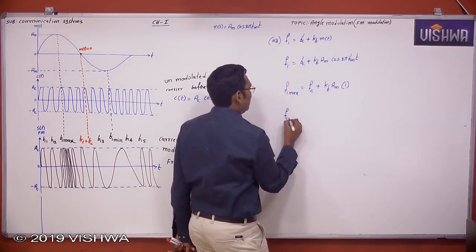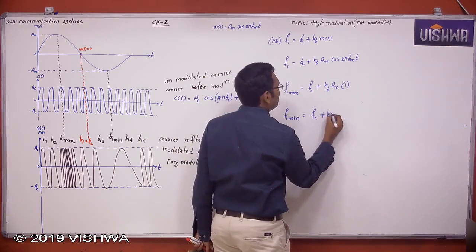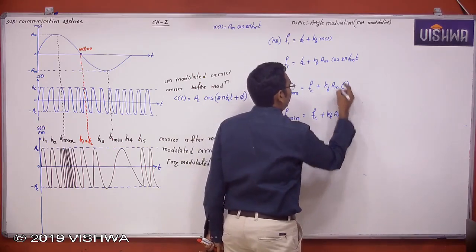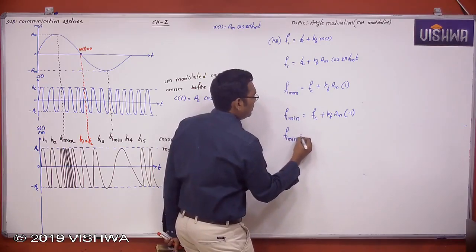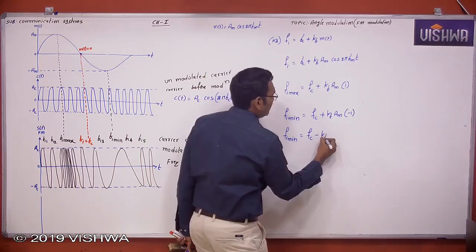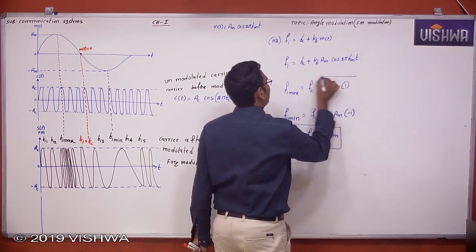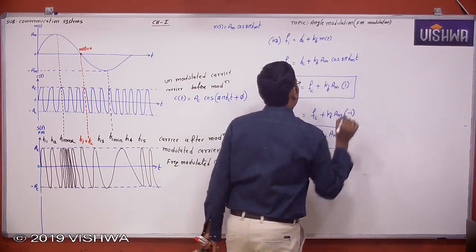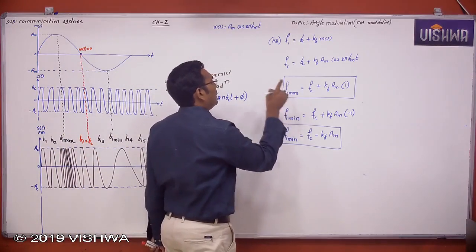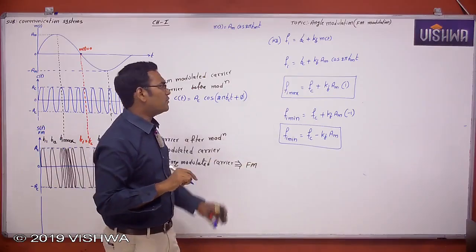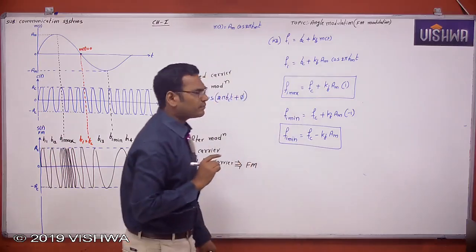Fi minimum is equal to Fc plus Kf into Am cos, and the minimum value of cos is -1. Therefore, Fi minimum is equal to Fc minus Kf into Am. Fi maximum is Fc plus Kf into Am. This is the maximum instantaneous frequency of the carrier after modulation, and this is the minimum instantaneous frequency of the carrier after modulation.